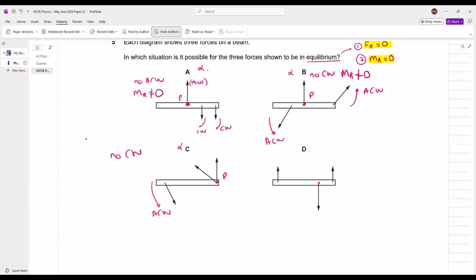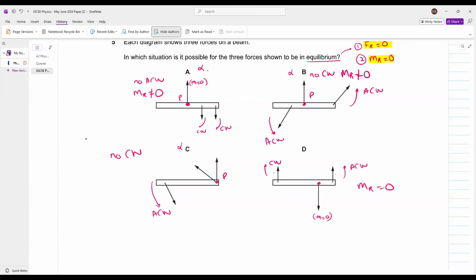Let's look at option D. Let's take this as your pivot. The force passing through the pivot generates a moment of 0. Perfect. This force will generate an anti-clockwise moment. This force will generate a clockwise moment. The resultant moment is 0. Resultant force is also 0 in option D.